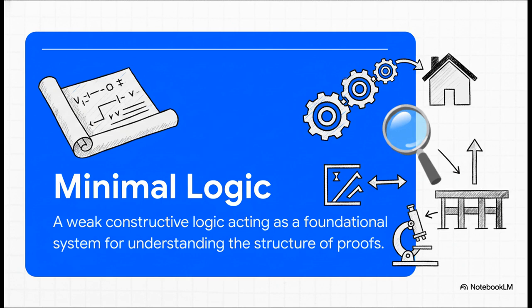Now, you'll see it's called a constructive logic. We're going to unpack that in just a minute, don't worry. For now, just think of it less as a tool for proving crazy theorems and more like a magnifying glass for looking at the very architecture of a proof. It's the simple blueprint underneath all the more complicated stuff.